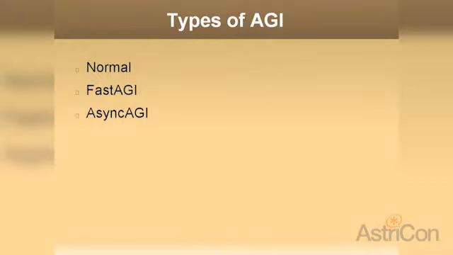The first one, AGI, is also forked into 3 other types. You have the normal AGI, the fast AGI, and the async AGI. I'm going to cover all those 3, but particularly the normal AGI because it's the one mainly used.